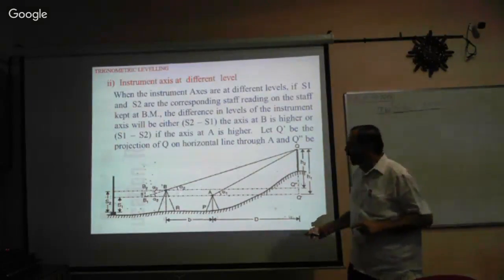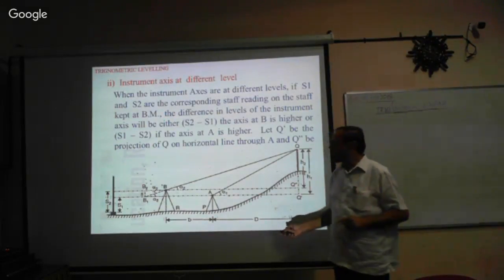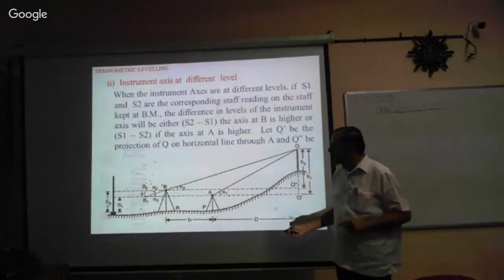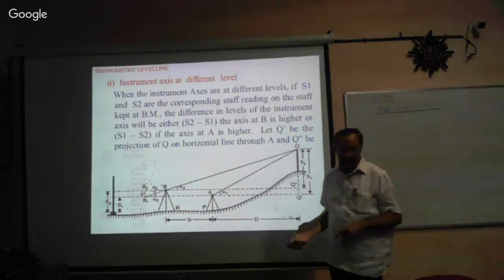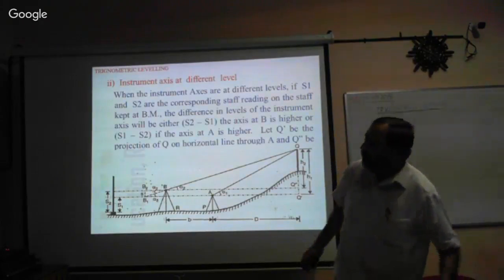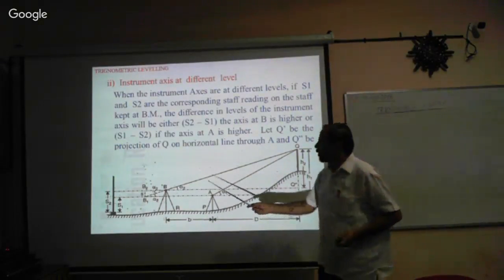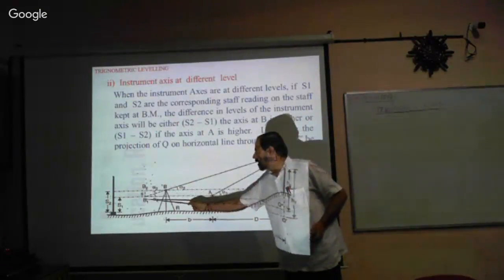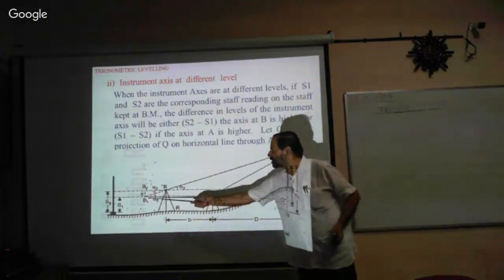This is alpha 2 and this is also alpha 2, isn't it? Now consider this triangle. By considering this triangle, what is this? This is how much?